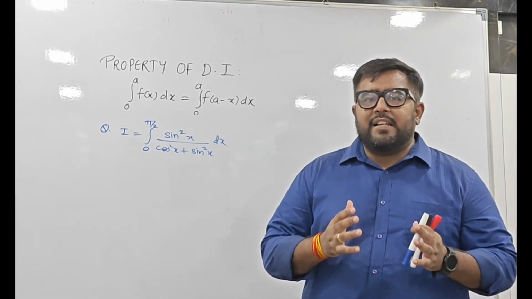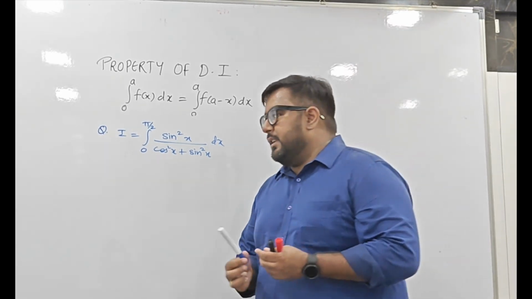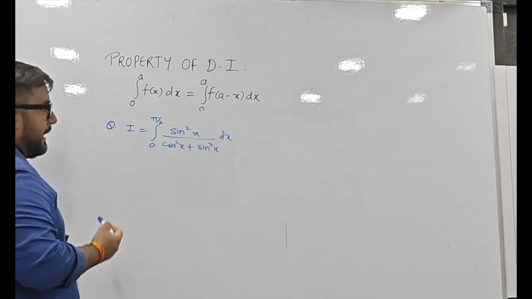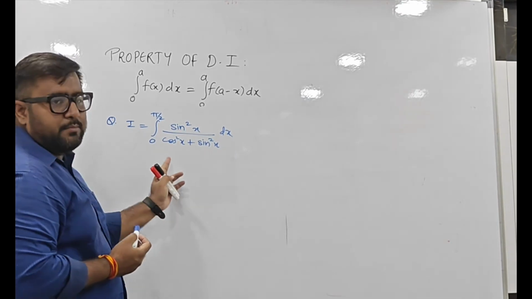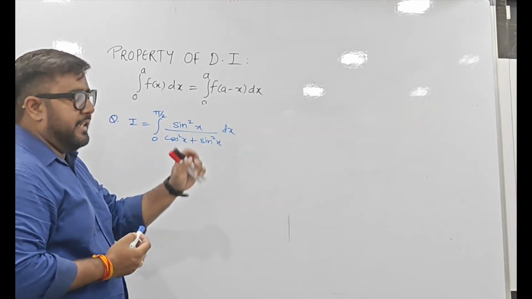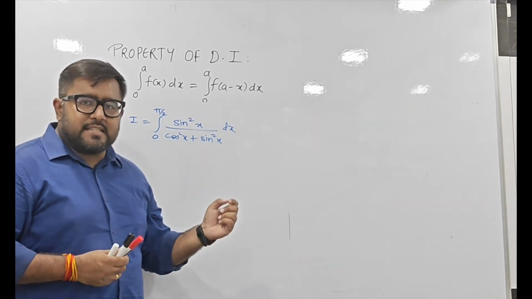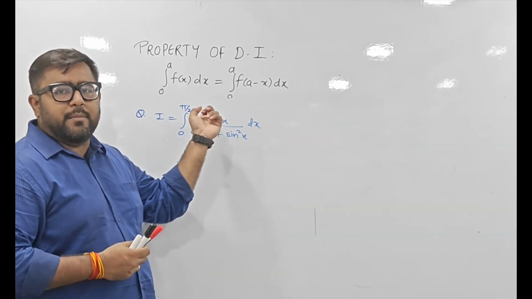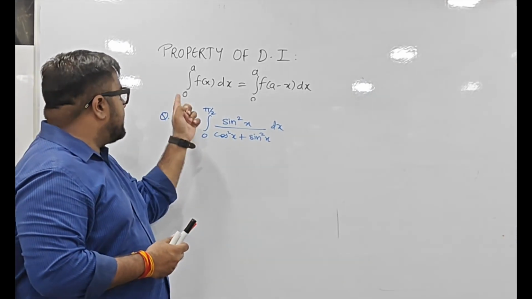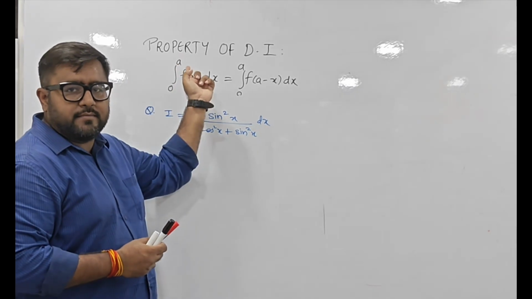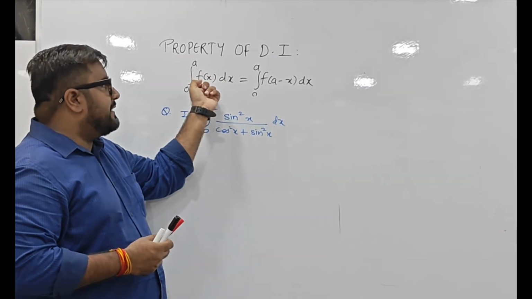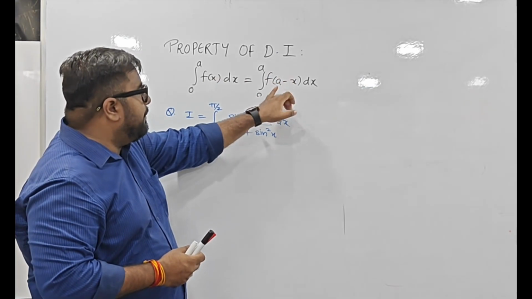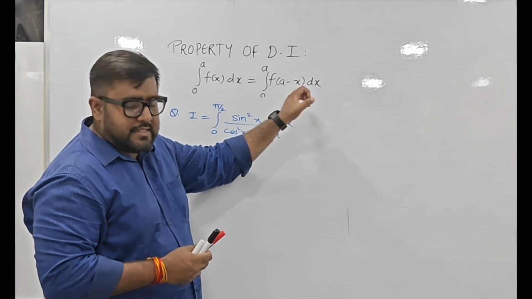So let us start with one example here. The example is as follows. We have to find integral 0 to pi by 2 of sin square x upon cos square x plus sin square x dx. Now as you can see here, the limits are from 0 to pi by 2, which reminds me of the property 0 to a. This property says that if there is x in the question, you can simply replace it by a minus x.